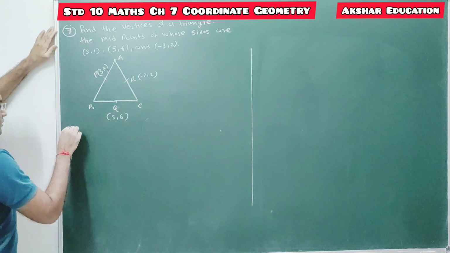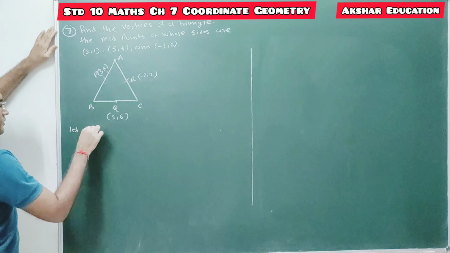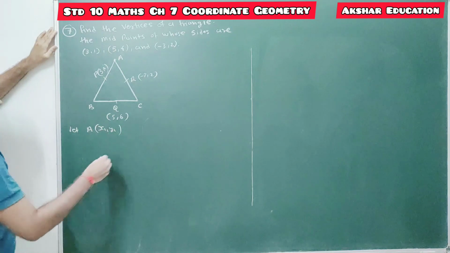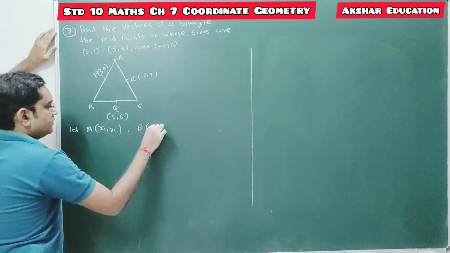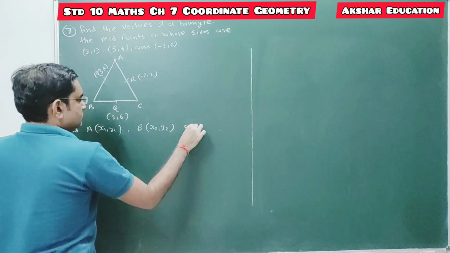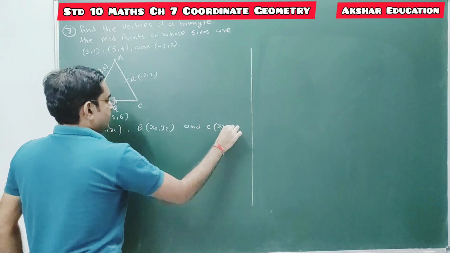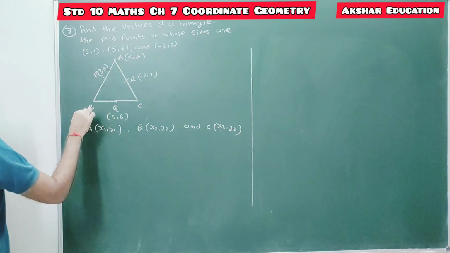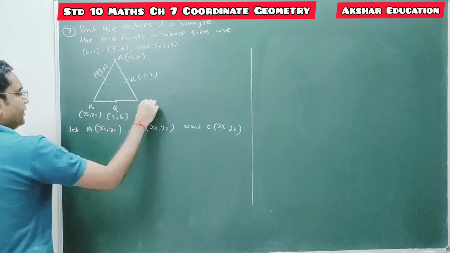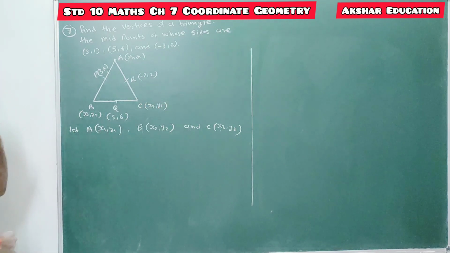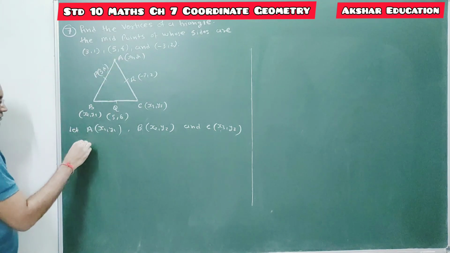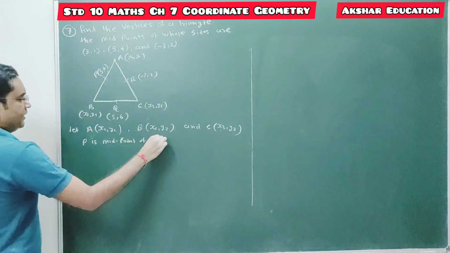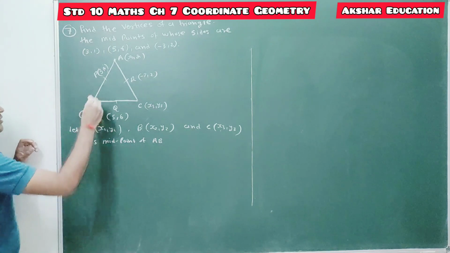So here we will assume let coordinates of vertices of this triangle are A x1 y1, B x2 y2 and C x3 y3. So here coordinates of point A are x1 y1, coordinates of B are x2 y2 and coordinates of point C are x3 y3. So now P is the midpoint of AB. P is midpoint of line segment AB.